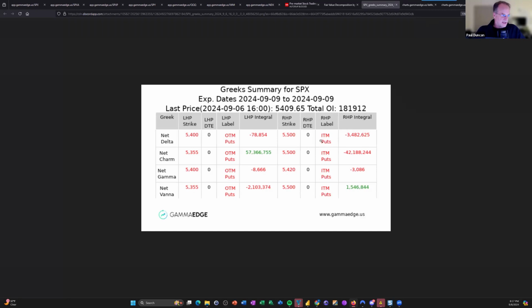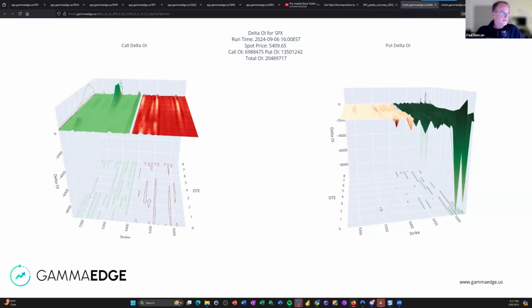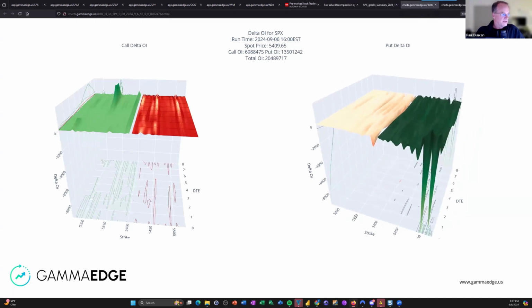And there's this thing here where it says in the money puts is related to this number right here, this RHP integral. Now, what the heck does that mean? Well, when you look back at this, this is a good way to kind of view this. If you were to start right here at the spot price, and you were to say, okay, what's my delta here at this strike? What's it here at this strike? And I start adding and subtracting all of these deltas together. That's called an integral. It's a summation, whatever. You can call it whatever you want.